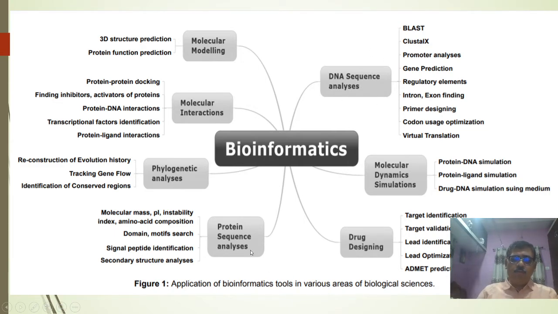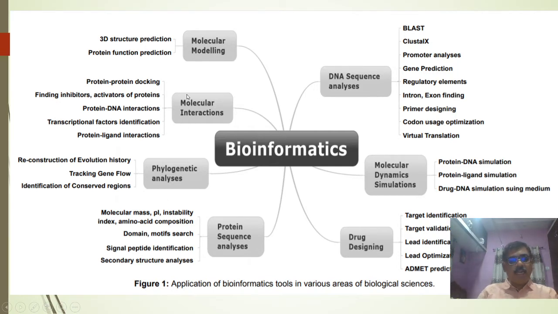another most important thing is protein sequence analysis: molecular mass, instability index, amino acid composition, identification of domains, motif search, signal peptide identification, secondary structure analysis, and the tertiary and quaternary structure of proteins can be identified with the help of bioinformatics. Bioinformatics also plays a pivotal role in phylogenetic analysis or evolutionary tracking: the reconstruction of evolutionary history, tracking the gene flow, and identification of conserved regions.